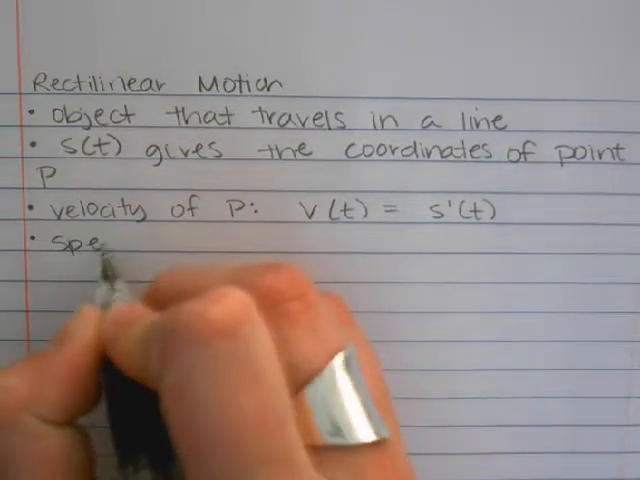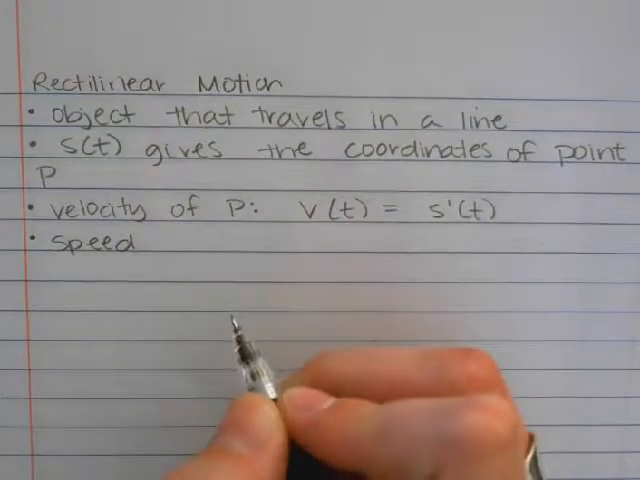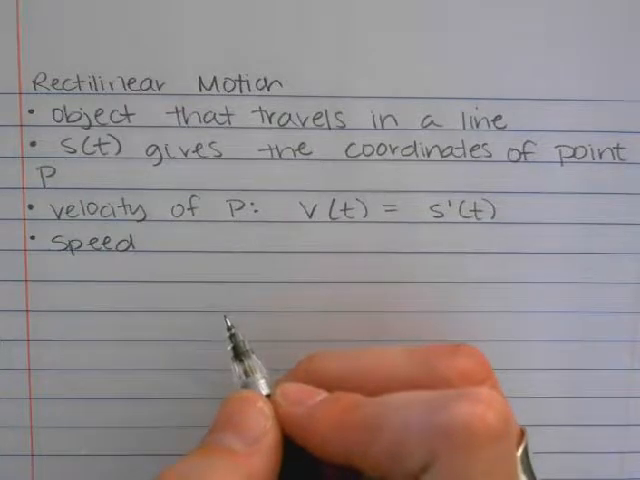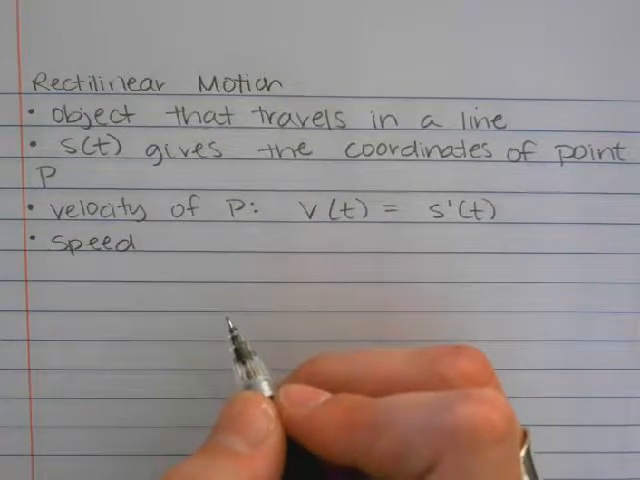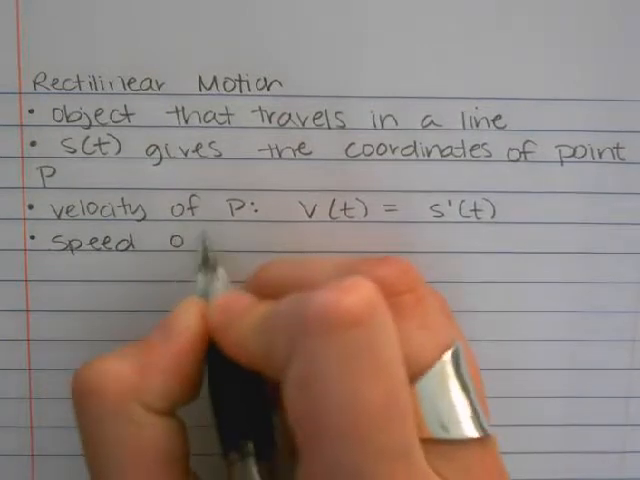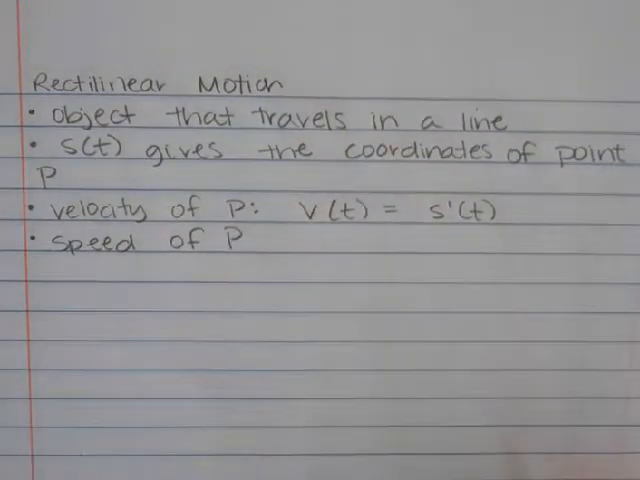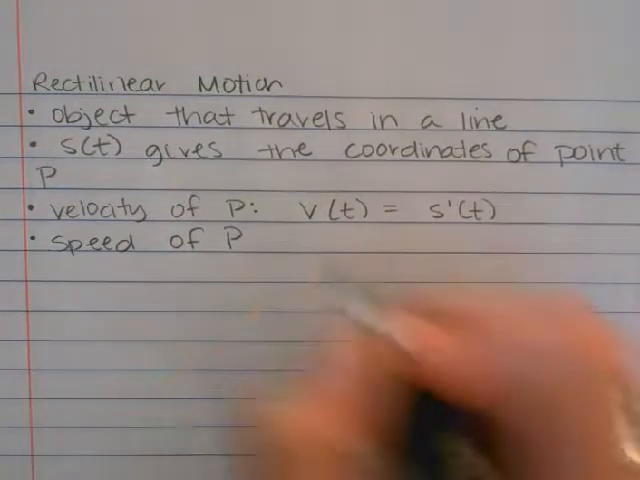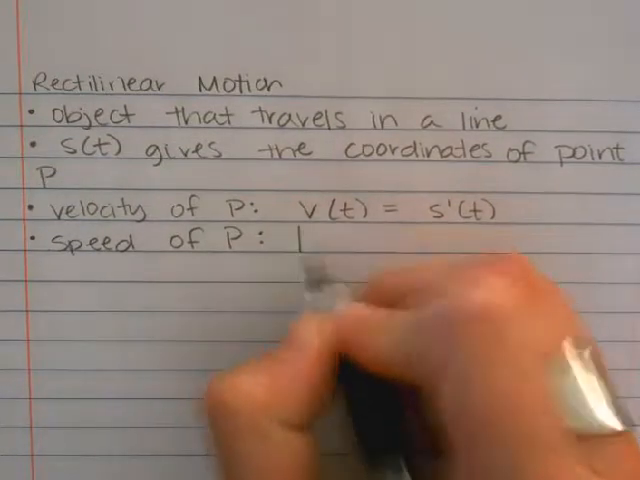How many of you guys have taken any sort of physics class? So we know that velocity is kind of like a speed, but it has a direction, right? You can have like a negative velocity, that means you're going backwards. A positive velocity means you're going forwards. So if we want to know the speed of P, then we're going to take the absolute value of the velocity.